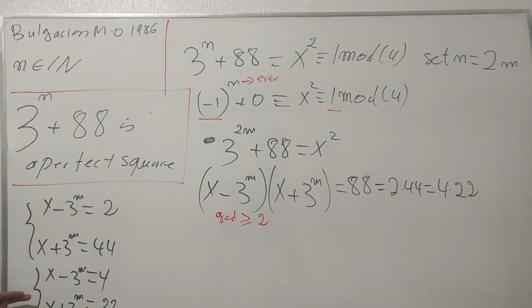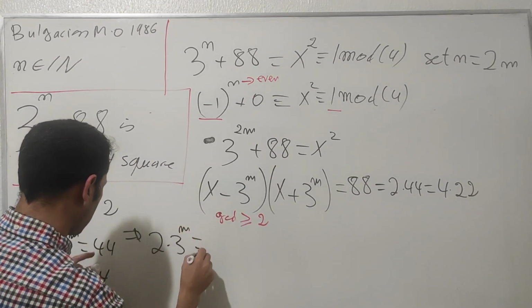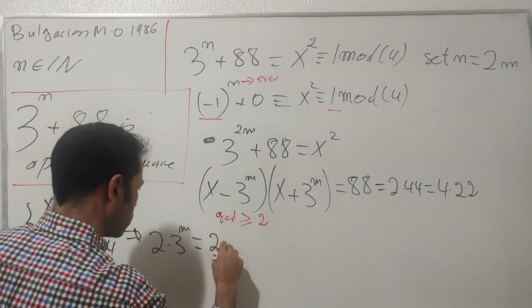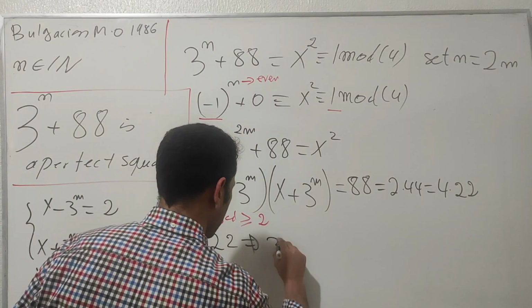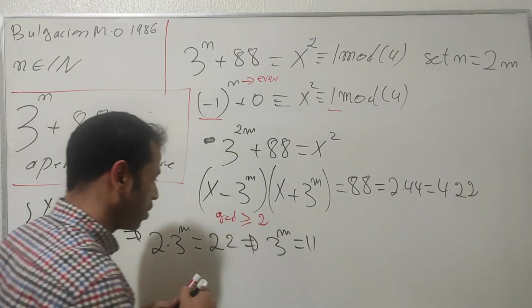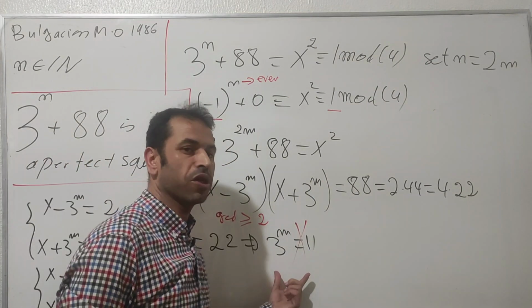Simply going to solve each equation here. This equation minus this equation, I get rid of x because we don't need x here, since x is an unknown value. Okay, so I get 2 times 3 to the m equals 44 minus 2, which is 20. I'm simply going to divide both sides by number 2. I get 3 to the m equals 11. This is impossible because 11 is not a power of 3.